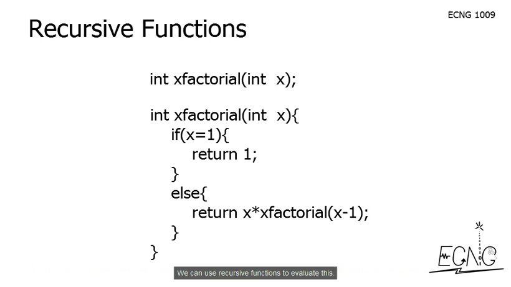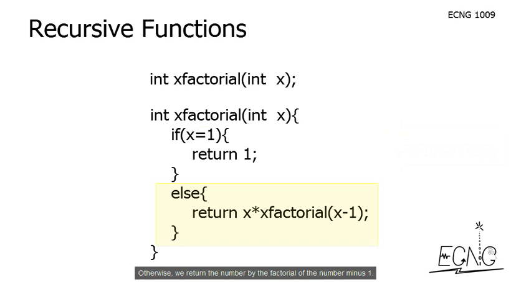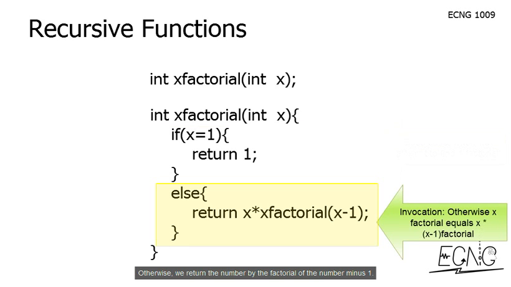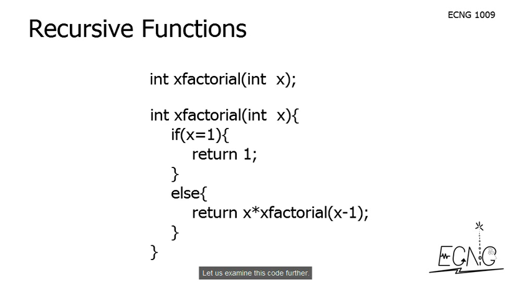We can use recursive functions to evaluate this. The base case: when the number n is 1, we return 1, as the factorial of 1 is 1. Otherwise, we return the number multiplied by the factorial of the number minus 1. Let us examine this code further.